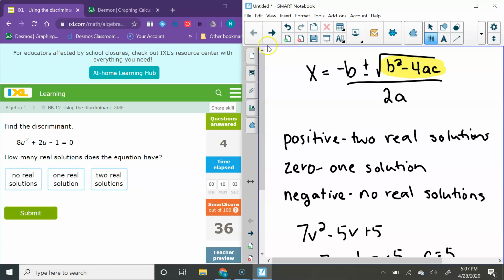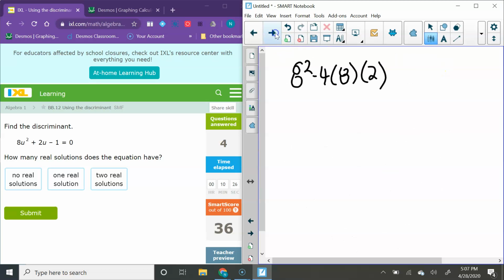If your discriminant is positive, then you're going to have two real solutions. If your discriminant is 0, then you're going to only have one solution because you're doing -b plus or minus 0, which doesn't change it at all. And then if it's negative, then you get no real solutions because you can't have negative numbers under the square root. You can't take square roots of negative numbers.